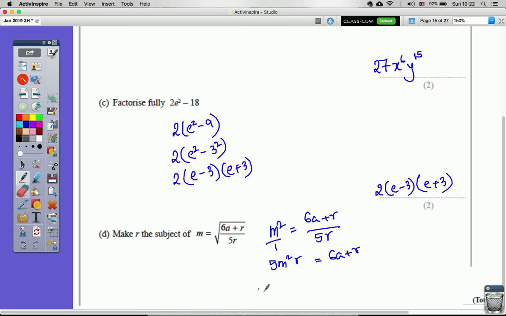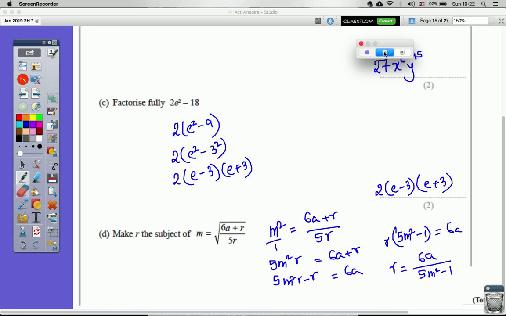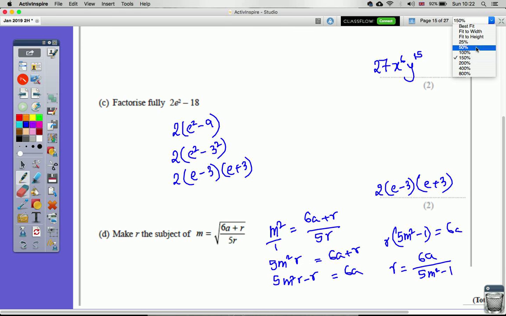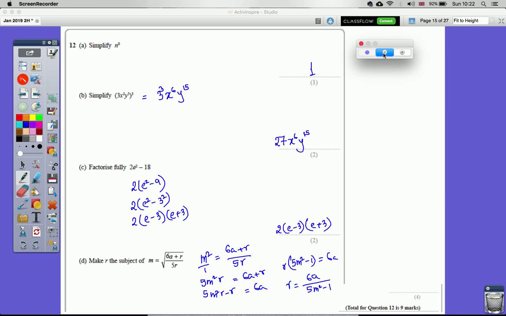Now bring the r over to this side. So you'll have 5m squared r minus r is 6a. Factorize, take the r outside the brackets: r times (5m squared minus 1) is 6a. So r is equal to 6a divided by (5m squared minus 1). And that would be your answer to this set of questions. I'm going to bring it back to normal view, and that's the answer to question number 12.